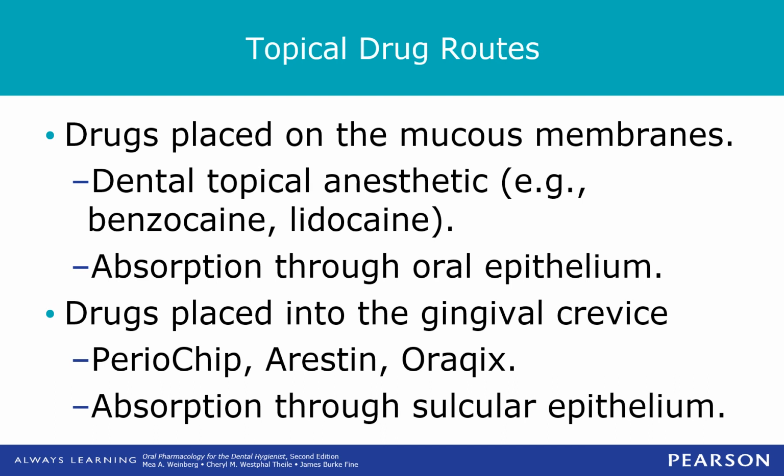Let's talk about the topical drug routes. These drugs are placed on the mucous membranes. The dental topical anesthetics, for example, benzocaine and lidocaine, are absorbed through the oral epithelium. Other drugs are placed into the sulcular crevice. Examples of these are Periostat, Arestin, Atridox, and they're absorbed through the sulcular epithelium.